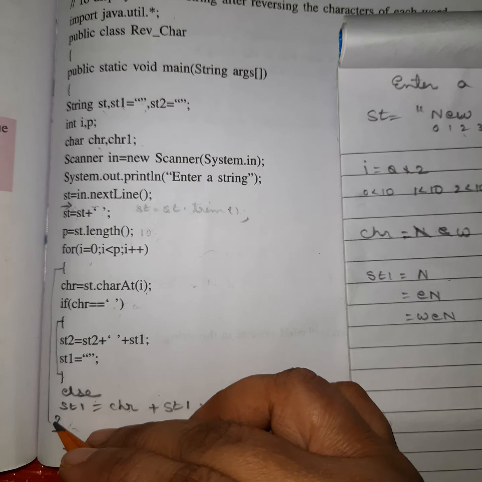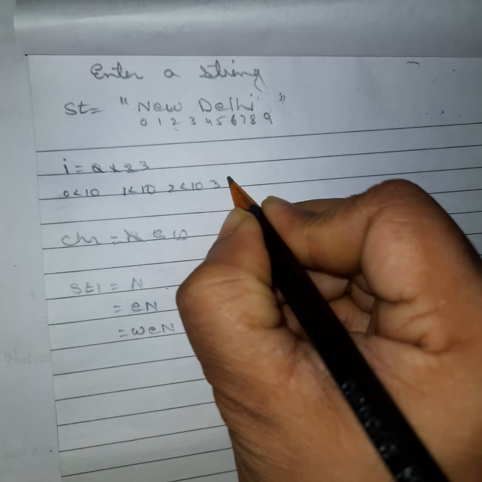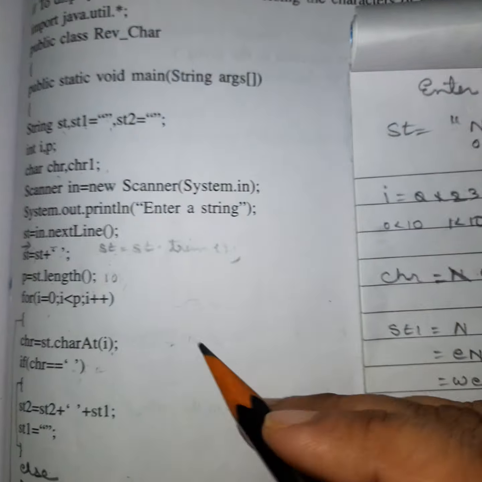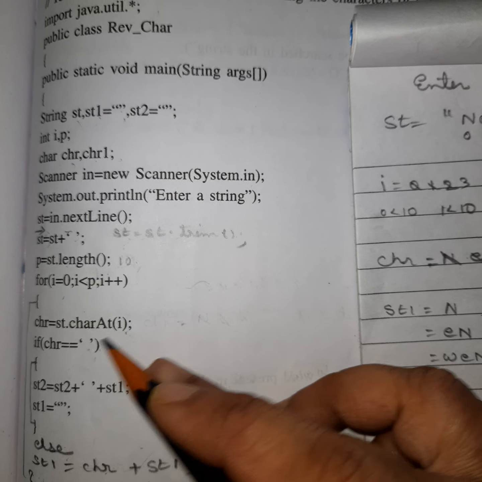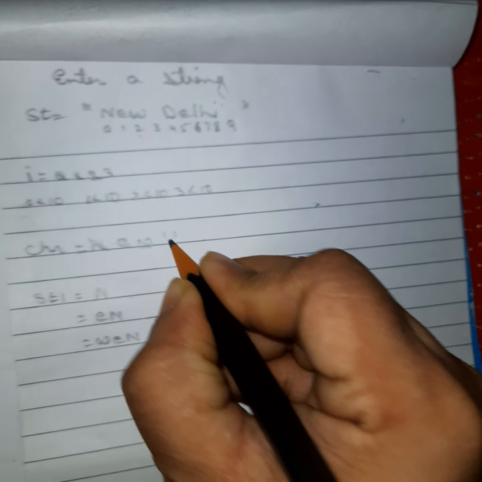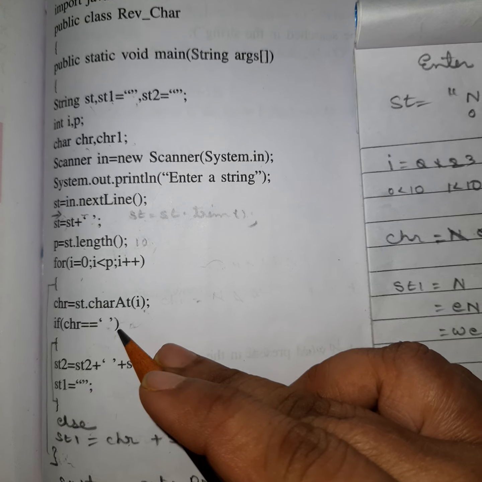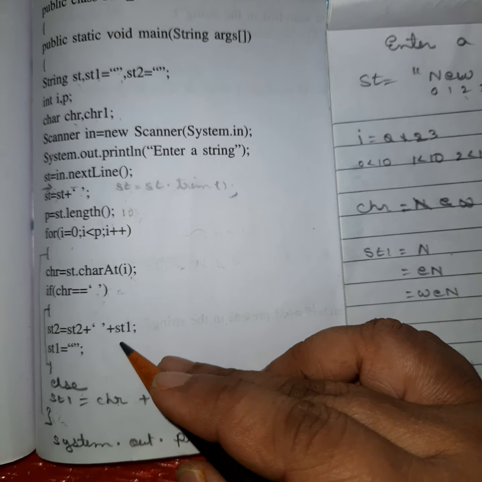So now again the I value is increased to 3. 3 is less than 10, the condition is true. It will enter here. Now st character at I. So the character in the 3 position is a space. So it will come to this part. The condition is true, chr is space, so it will come to this part.